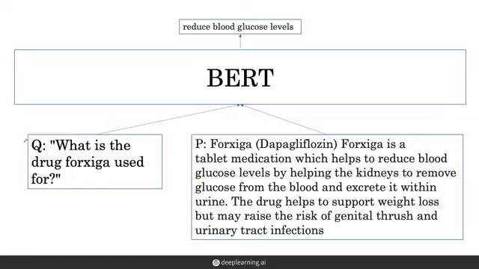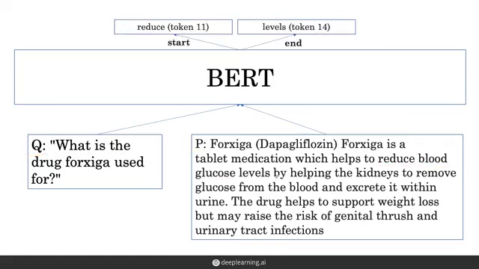As we've seen before, for the question answering tasks, the inputs will be the question and the passage, and the output will be the answer to the question, which is a segment of the passage. Here, reduced blood glucose levels can be found in the passage right here. We can represent the answer using the start and end words of the answer.